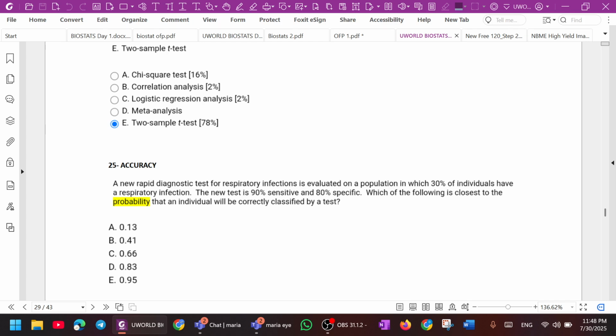You want me to put, tell me what you want me to put. What I have done: sensitivity is 90%, isn't it? So true positive is 90 and false negative is 10. False negative is below. And then the specificity is 80%, so true negative is 80 and the false positive is 20.